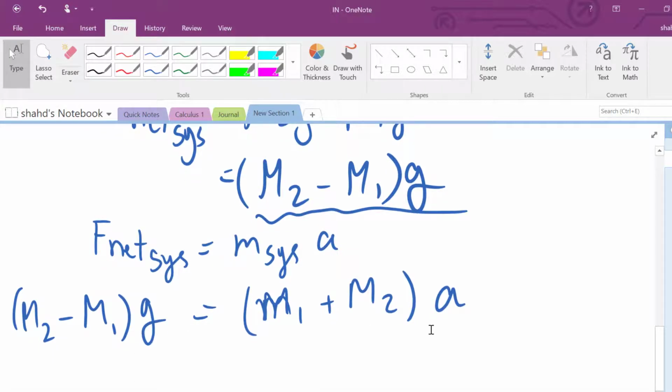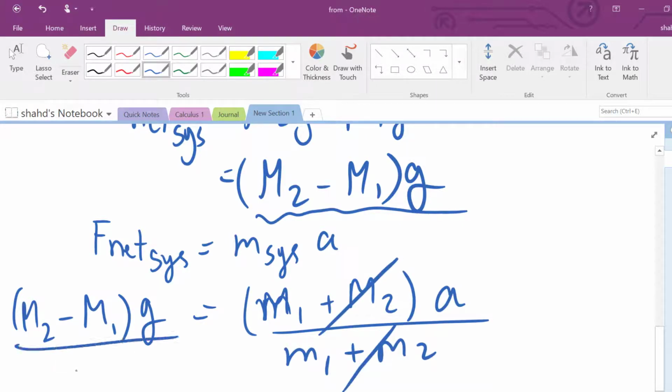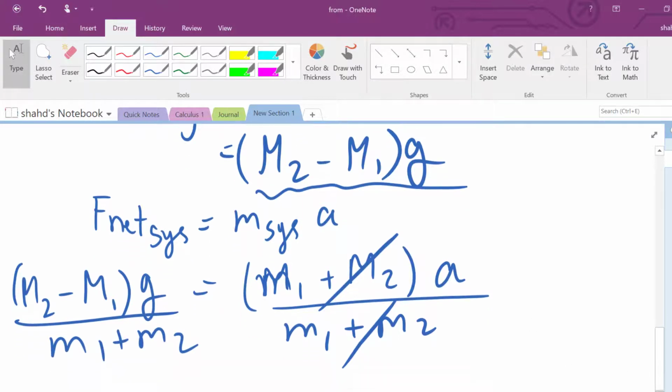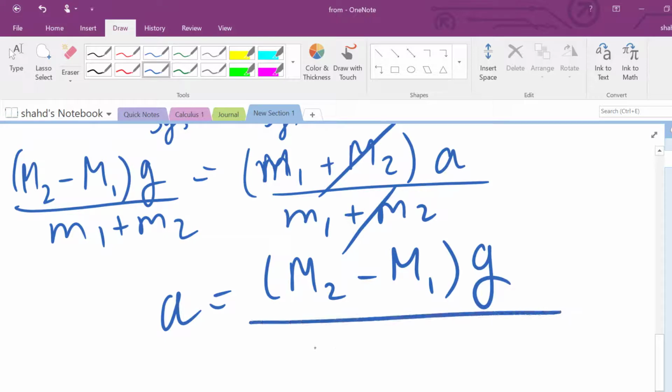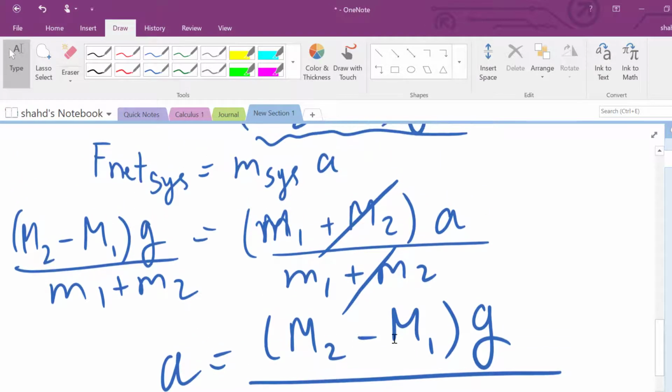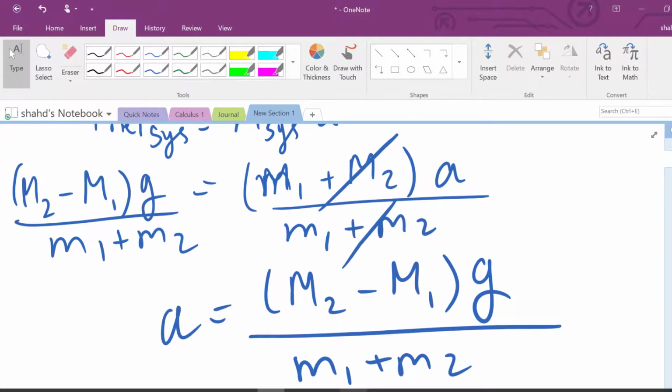So now, simply, since you want a, you're going to isolate a, and how you do that is by dividing by m1 plus m2, or the sum of masses, on both sides. So this will yield a equals m2 minus m1 times gravity divided by m1 plus m2. Now you might say, they're asking for the acceleration of block 2, but because you treated the entire thing as a system, that means that the acceleration is uniform throughout, and any mass included in the system has the same exact acceleration.